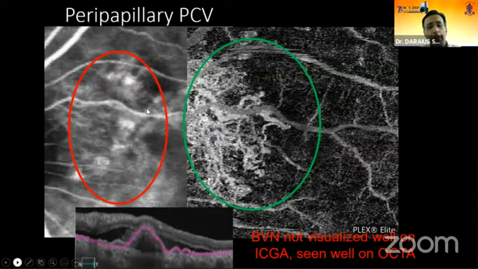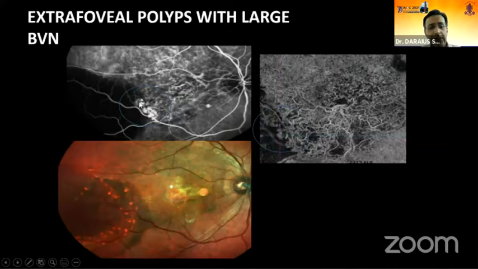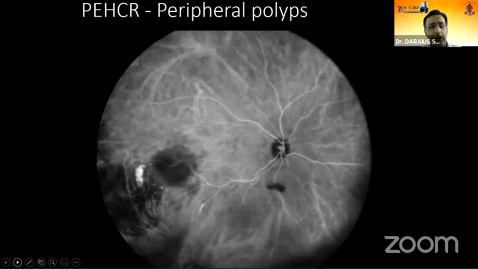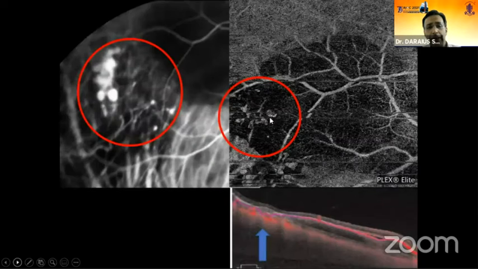Another case with the peripapillary PCV and how well the BVN is picturized using the OCTA. These are extrafoveal polyps. Again, you can see the polyps are seen well, but if you see the OCTA, how beautifully the BVN is picked up, which is marked by the blue arrow. PHCR, which is the peripheral form of PCV, again, you can pick up these polyps if you try very hard with OCTA, and you can correlate them with the B scan also if you have a wide field OCT.